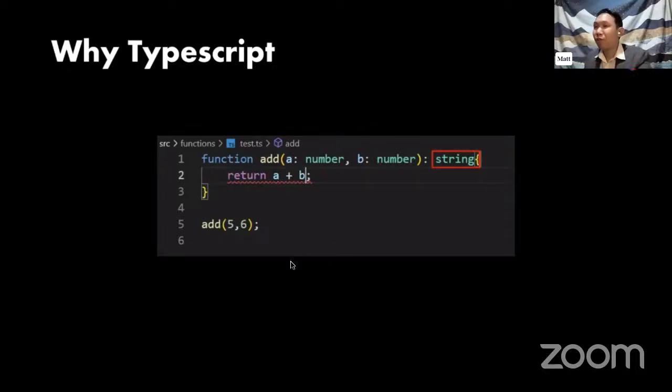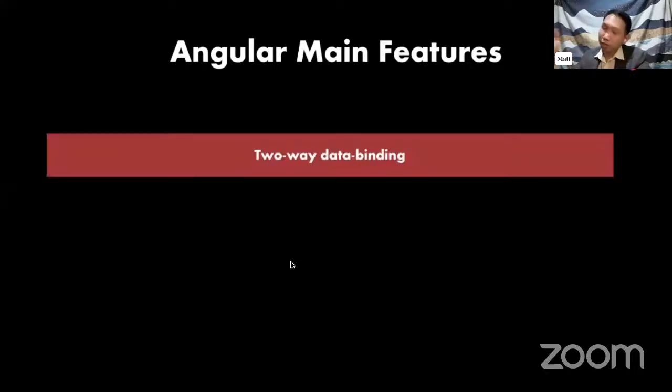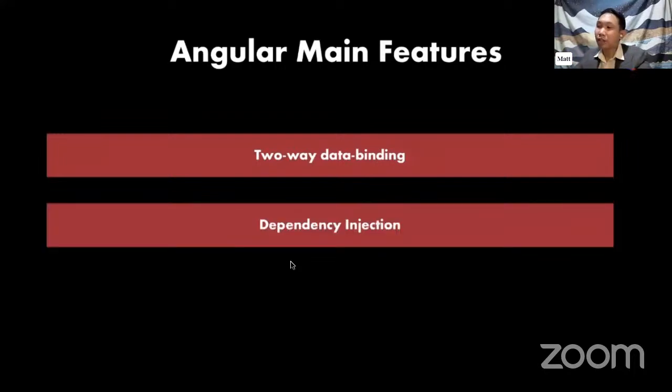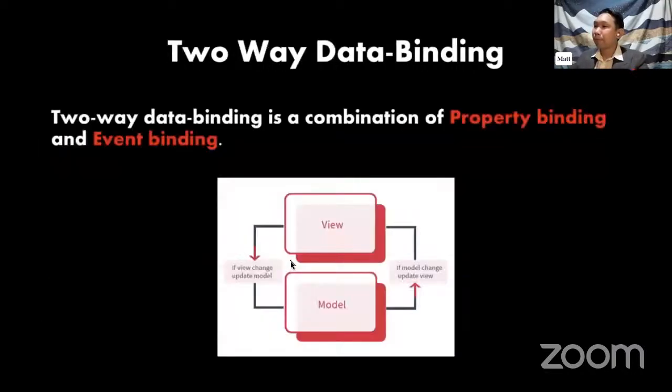But there are a lot of features that TypeScript can add to our application. So now let's proceed to Angular and its main features. I gave three of the main features in Angular, which are two-way data binding, which we discussed earlier, dependency injection, and directives. These three concepts are, I think, the most popular and the most used in Angular. So let's start with two-way data binding. Two-way data binding is basically a combination of property binding and event binding. So let's try to understand what property binding and event binding are in order to understand how two-way data binding works.